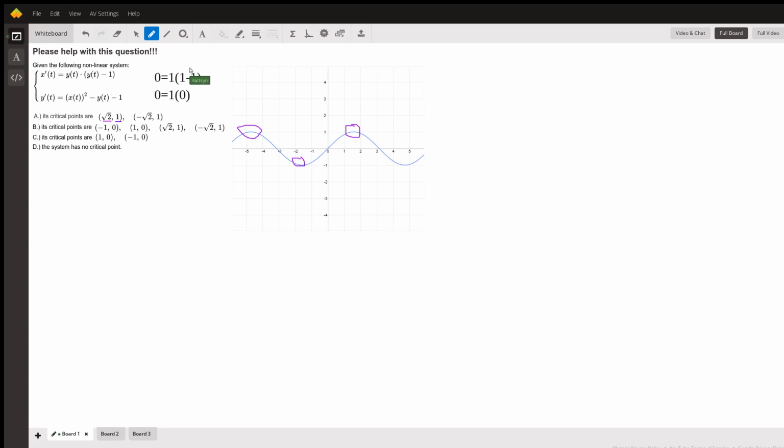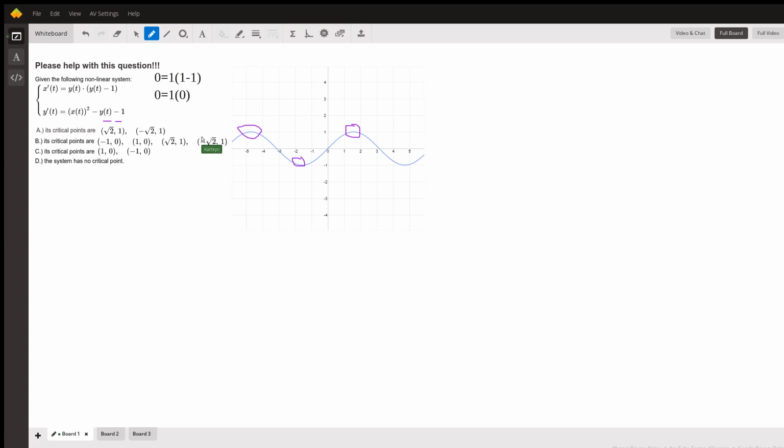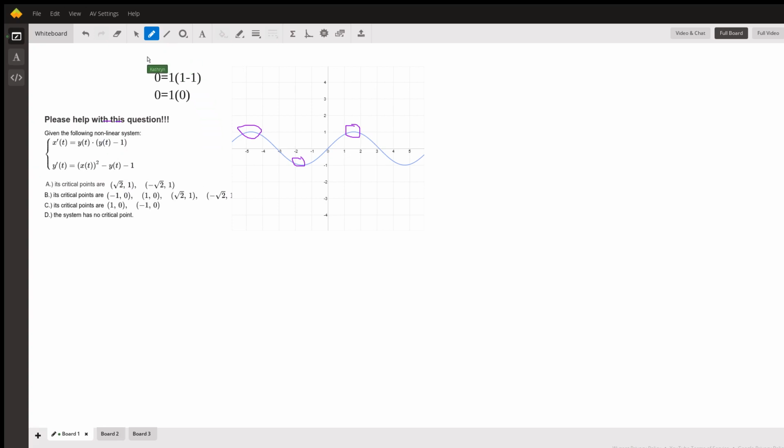Then we can do that with our other equation. Our next equation, y prime of t, we again need to equal zero. So we say zero equals x of t squared, which is the square root of 2 squared, so we have 2, and then minus y of t, which is 1, and then minus another 1. So does 0 equal 2 minus 2? Yes, it does. So this first option, the square root of 2 and 1, is definitely a critical point of this system.